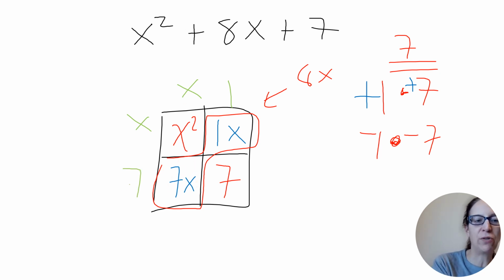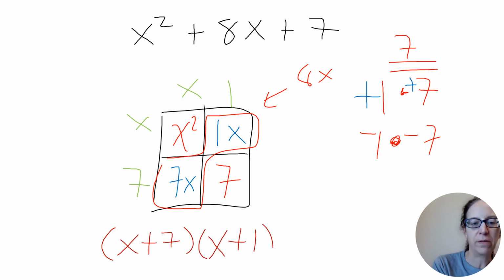And then you can always use that last box for checking. So if you factored it correctly, every single one of these should check. X times x is x squared, x times 1 is 1x, 7x, and 7. And so my factors would be x plus 7 and x plus 1. Next problem.